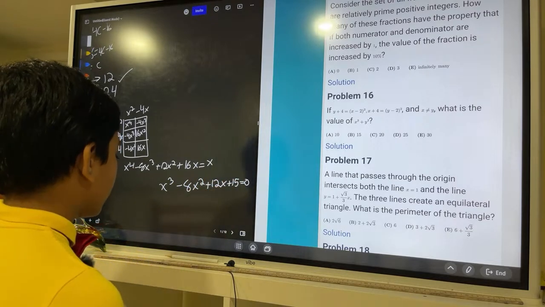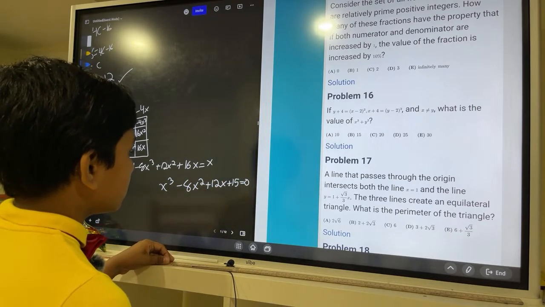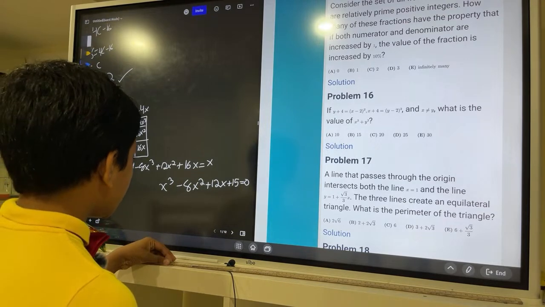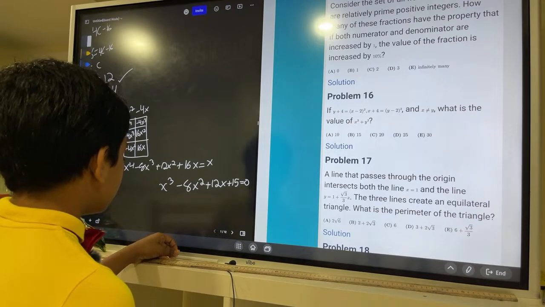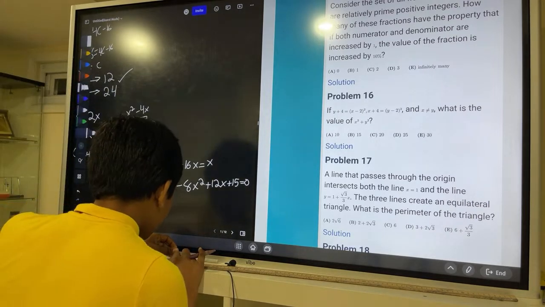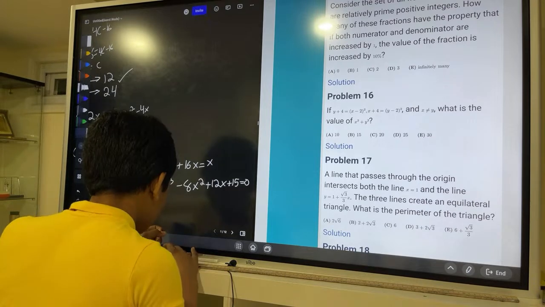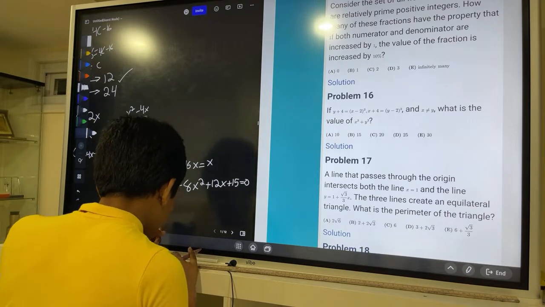What the hell is that? Save me. I don't even know how to factor a cubic. Please help. Help me.